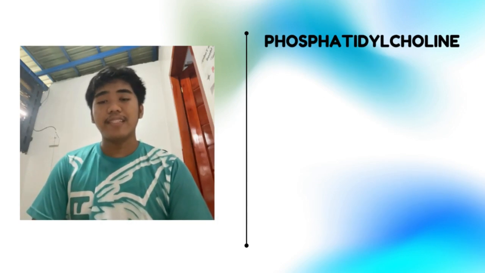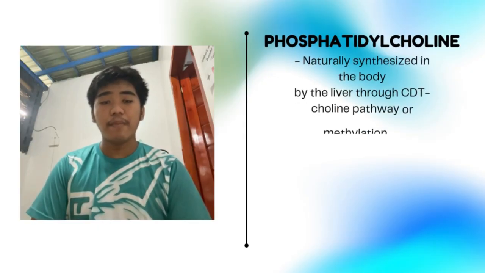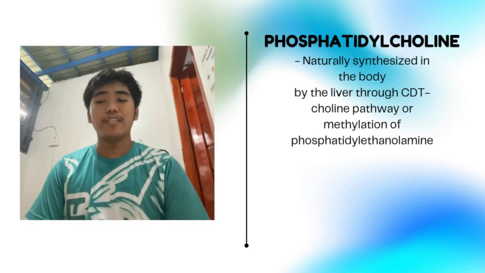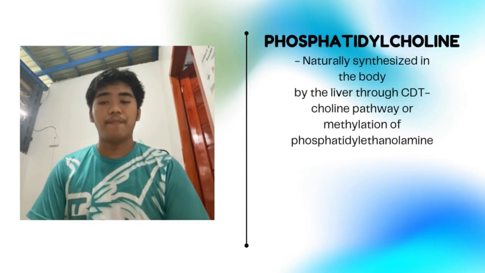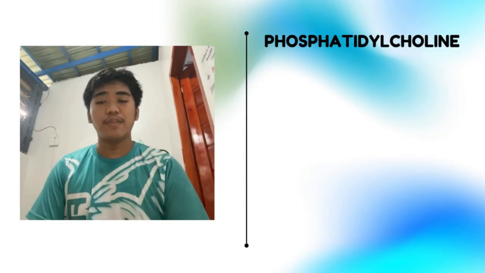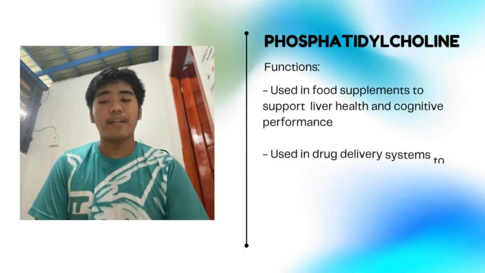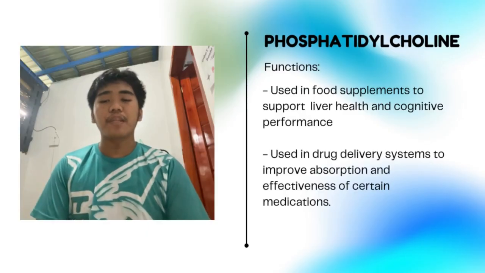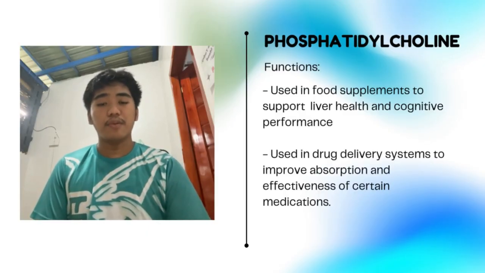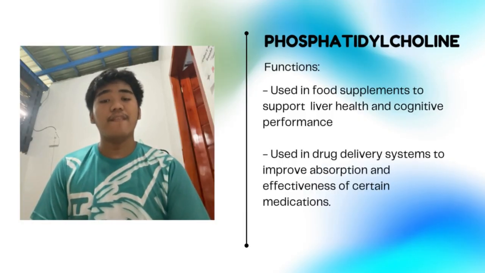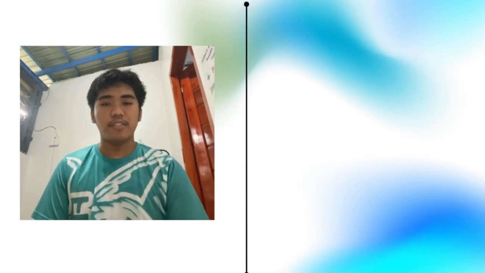It is naturally synthesized in the body, primarily in the liver, through the CDP-choline pathway or by the methylation of phosphatidylethanolamine. Because of its important functions, phosphatidylcholine is often used in nutritional supplements and medical formulations that support liver health and cognitive performance. Since it plays a crucial role in liposome formation, it is also used in drug delivery systems to improve the absorption and effectiveness of certain medications.